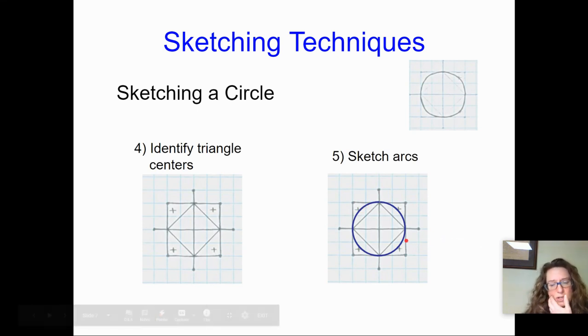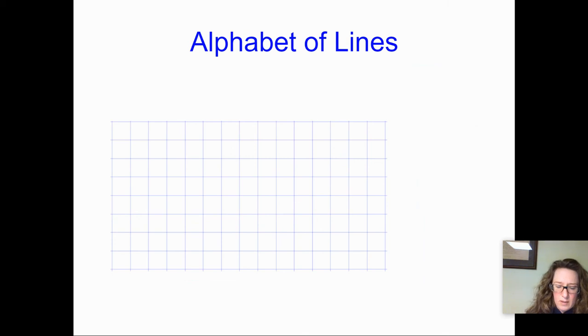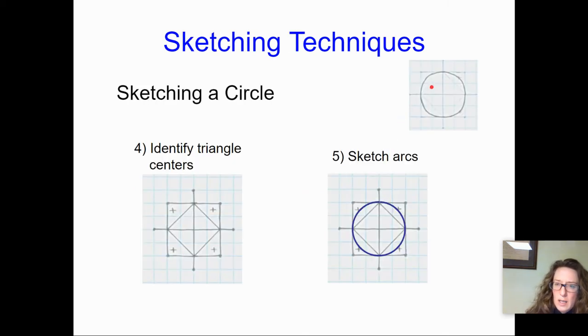And then what we do is we erase all those other lines. They're nice and light, so they're easy to erase. They're construction lines, and you can sort of see those construction lines up there. It doesn't look like a perfect circle. It's not meant to be, but this is just helping you.